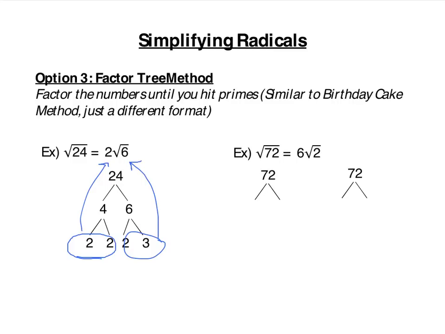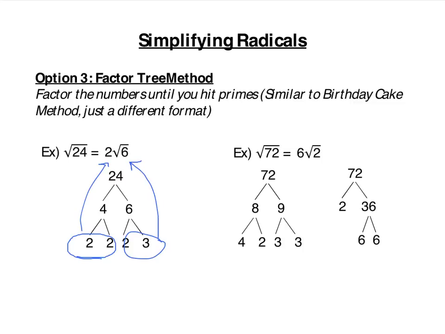I'm going to do 72 in 2 different ways. I'm going to show you the short way and the long way. So 72 will have 2 lines coming down from it for the 2. So I'm going to factor 72 into 8 and 9, and I'm also going to factor 72 into 2 and 36. Since 8, 9, and 36 are not primes, I'm going to factor them further. So I'm going to factor 8 into 4 and 2, and 9 into 3 and 3. 2 is prime, so it stays, and then 36 factors into 6 and 6.